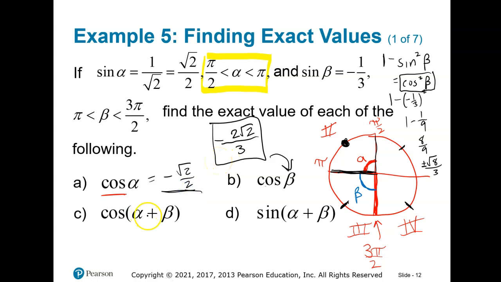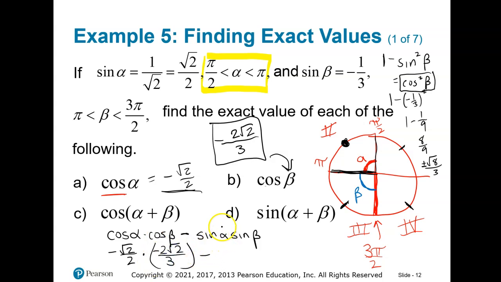Alright, cosine of alpha plus beta. That's cosine alpha, cosine beta. Remember, cosine is cosine cosine, change your sign, minus sine sine: sine alpha, sine beta. So we know from the previous problem, cosine alpha is the square root of 2 over 2. Cosine beta was negative 2 square root of 2 over 3, minus, and now the sine alpha that was given to us, that was square root of 2 over 2. The sine of beta was negative 1/3. That was also given to us.